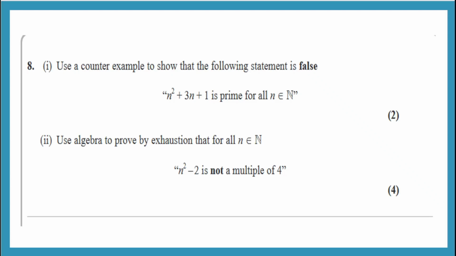Now for question number 8, we need to find a counterexample to show that the following statement, n squared plus 3n plus 1 is prime for all n belongs to N, is false. Substitute n equal to 6 as a value, then the expression n squared plus 3n plus 1 equals 6 squared plus 3 times 6 plus 1, that equals 55, which is not a prime number.